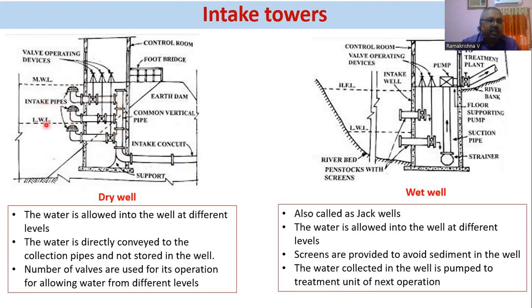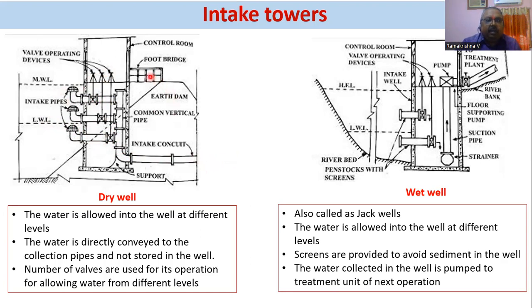For example, if water is at a lower level, this pipe need not be operated. We can close this valve, right? So only this particular pipe should be operated. Only this valve is open, and water will automatically come here. So these valves are used to regulate the flow of water through these intake pipes. Once water is taken out, it can be sent through a small pumping to a treatment plant, and subsequently it will undergo the subsequent stages of water supply systems, right?